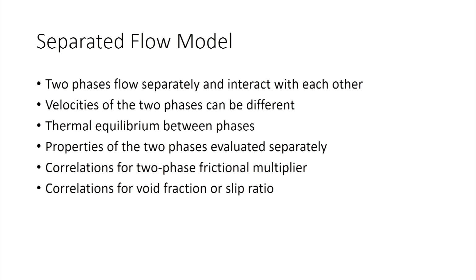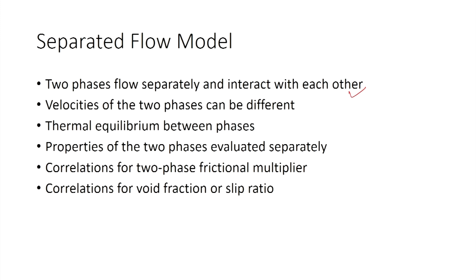In the separated flow model, there are the following assumptions or characteristics. The two phases flow separately and interact with each other. In the homogeneous model, it is assumed that the two phases flow together as a homogeneous mixture with the same velocity, and mixture properties are calculated based on weighted averaging of the properties of the two phases. In the separated flow model, this assumption is relaxed and the two phases are allowed to flow separately and their properties are calculated separately.